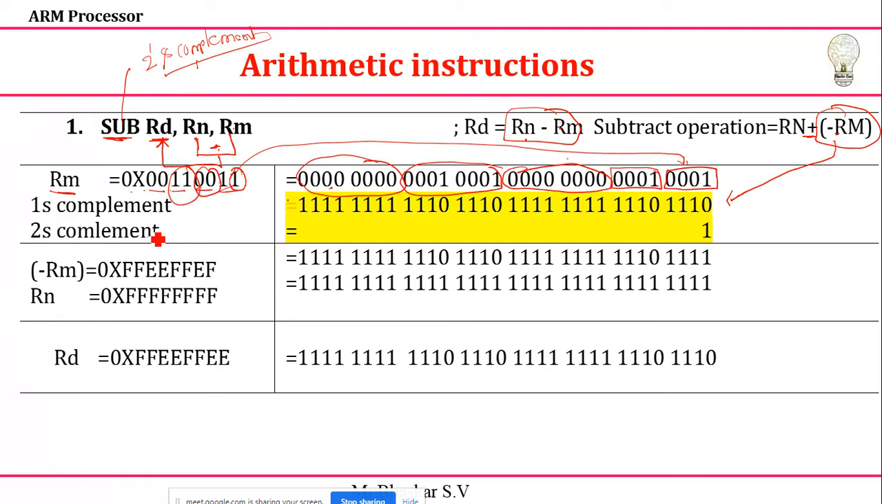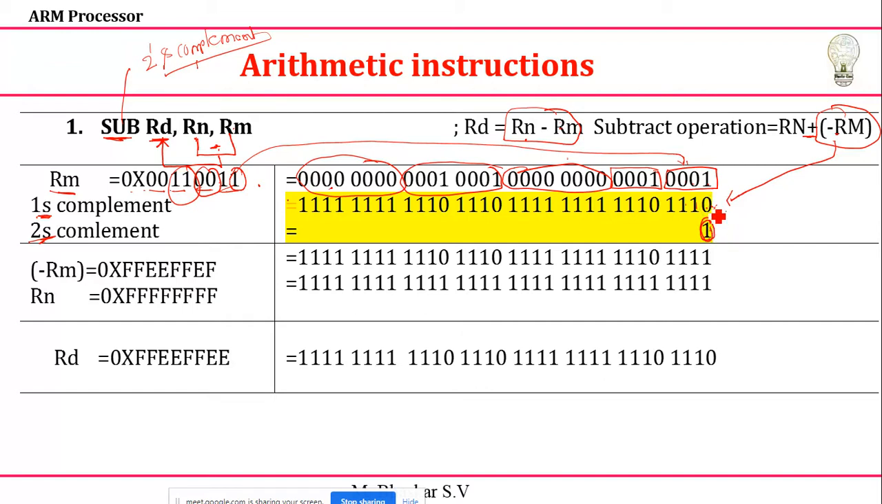Next, first I need to take the ones complement form. So for the ones complement value, 1 complemented gets 0, 0 means 1, 1 means 0, 0 means 1. First you need to write that completely, and if I'm talking about the 2's complement, you need to add 1 to the LSB. So this is the LSB byte.